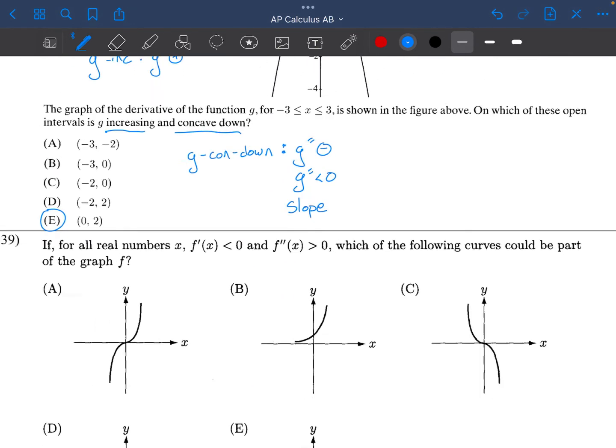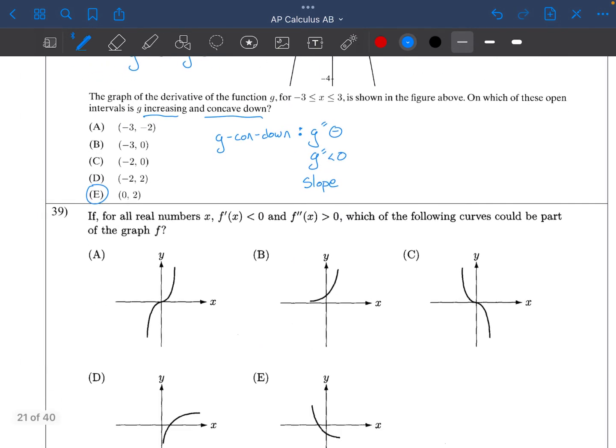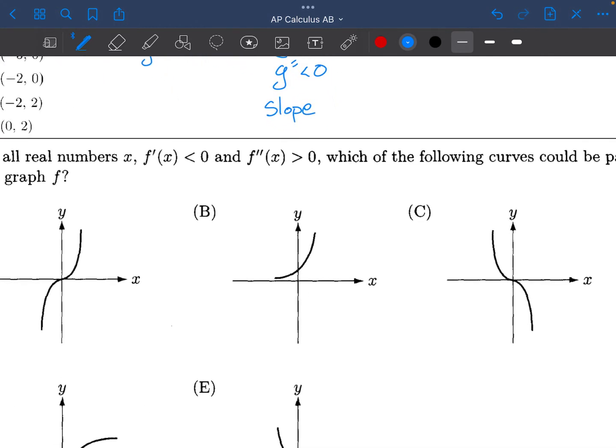Number 39. Which of the following curves could be a part of the graph of f? Okay, so let's do the analysis. All of those are graphs of f. So f prime is going to be slope on a graph of f, and f double prime on a graph of f is going to be concavity. So it needs to have a negative slope, and we need to have a positive concavity. So let's do the slopes first.